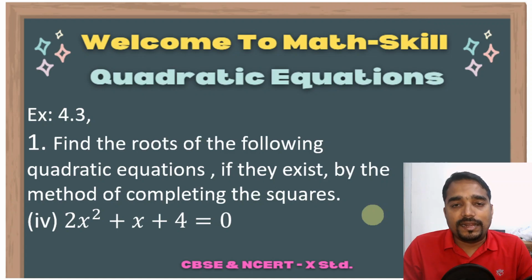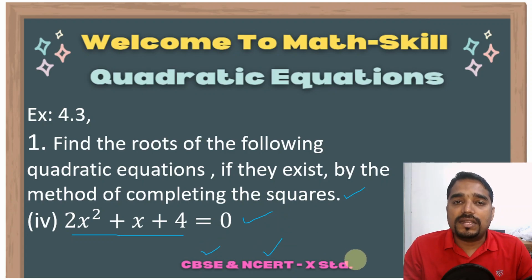In this session, let's discuss the chapter Quadratic Equations. The numerical we are going to solve is: find the roots of the quadratic equation if they exist by the method of completing the squares, and the equation is 2x square plus x plus 4 equals 0. This numerical is an exercise problem and it is a part of CBSE as well as NCERT for 10th standard mathematics. I'm your trainer Venkatesh K.